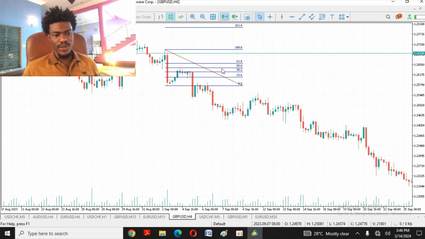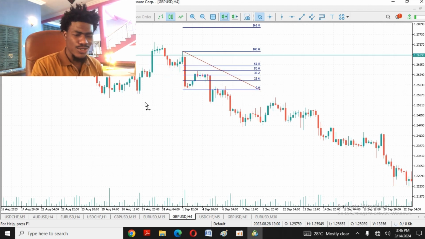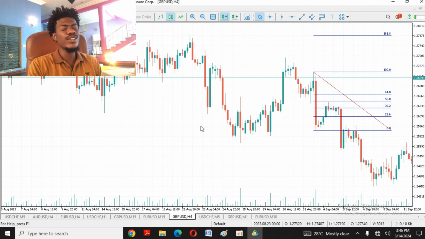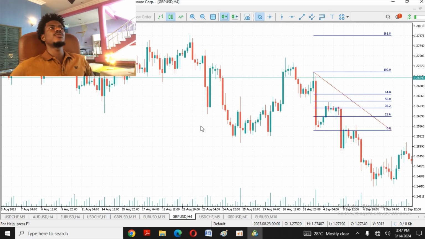All right, so that's that about Fibonacci. Let's not overcomplicate Fibonacci. It's a very easy thing, seriously, very easy thing to use. You understand? As an added confluence, don't just enter a trade just because your Fibonacci is at that key level of 61.8 and 50.0. All right.